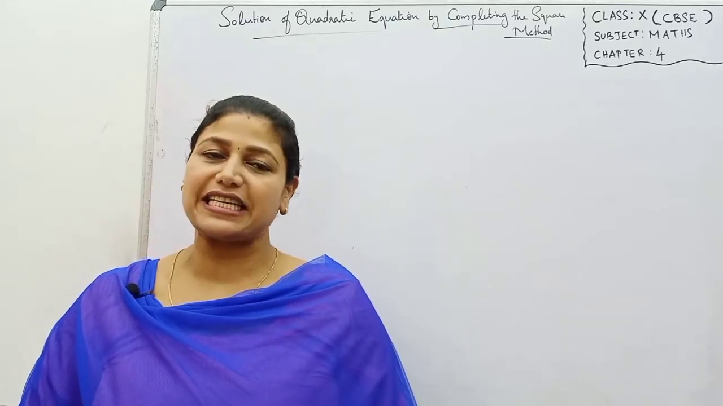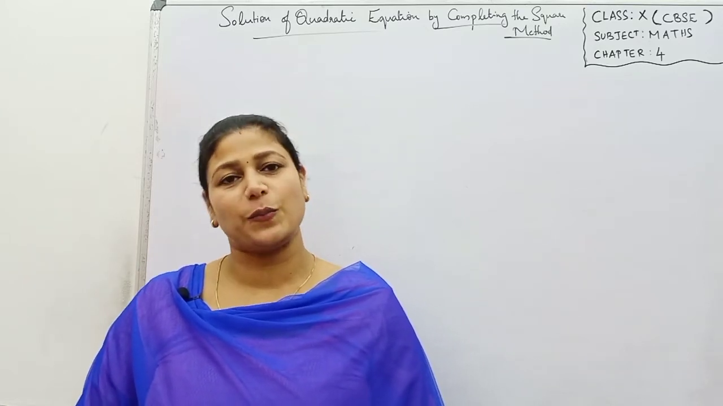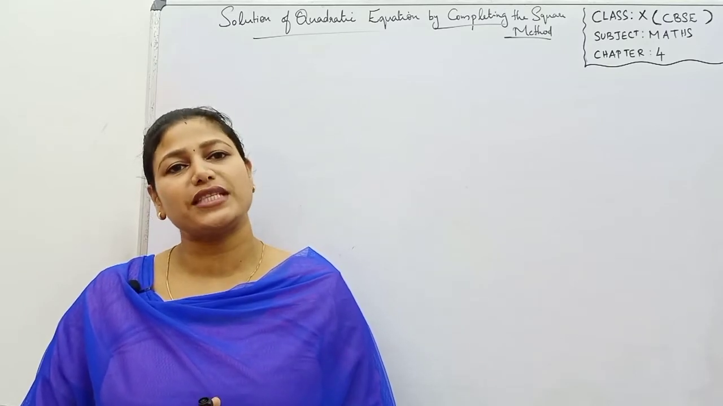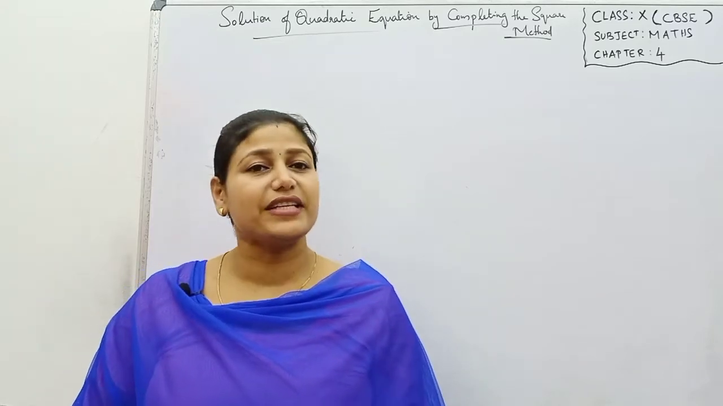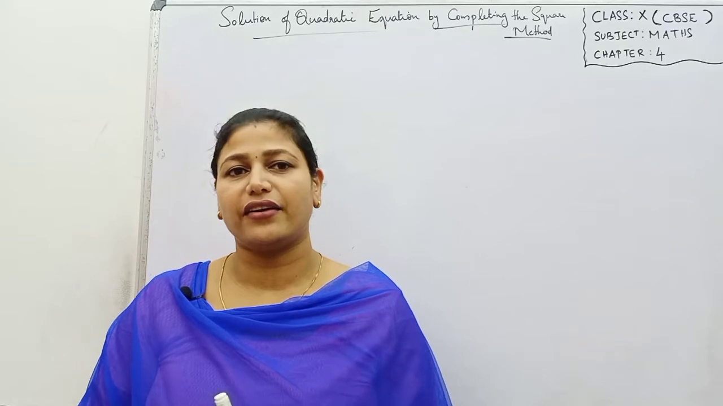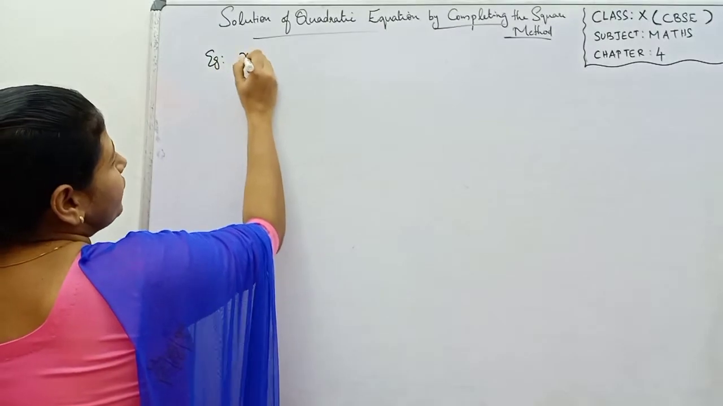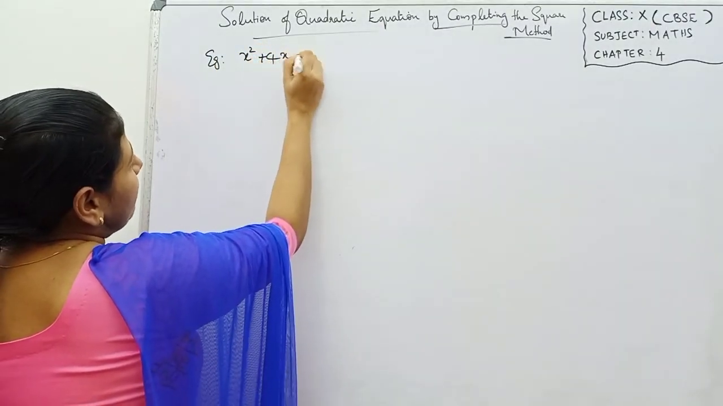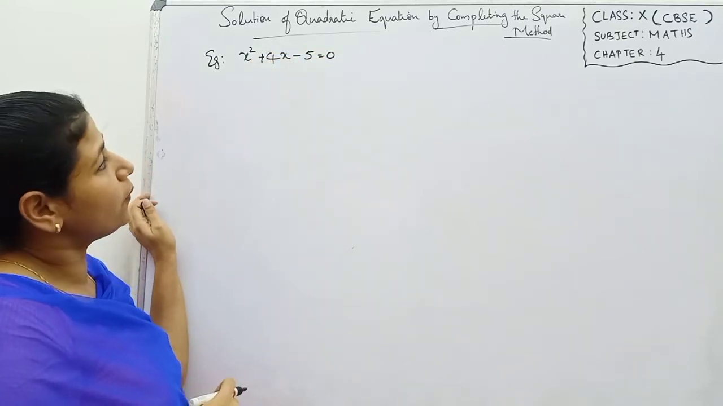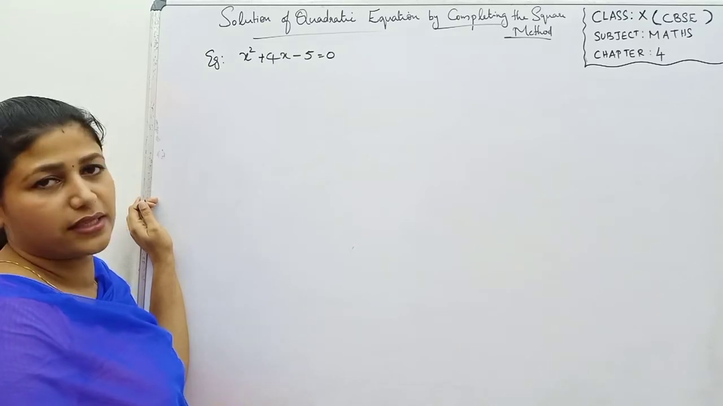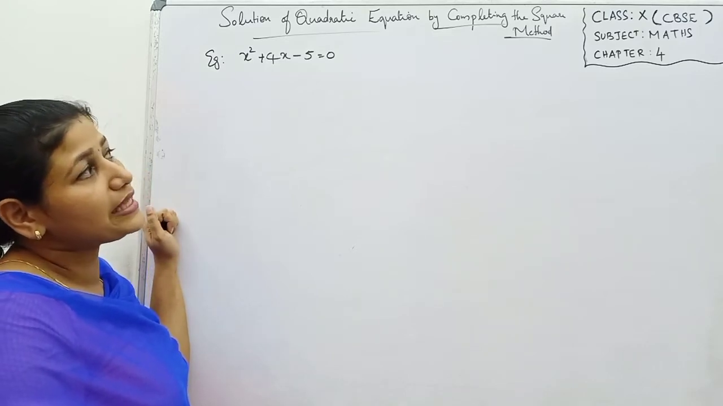So in the last class we were discussing quadratic equations, how to find the solution of a quadratic equation using the factorization method, isn't it? Today we are going to study another way to find the solutions, which is the completing the square method. We will study this method through an example: x square plus 4x minus 5 equal to 0. You have to find the solution of this quadratic equation using the completing the square method.